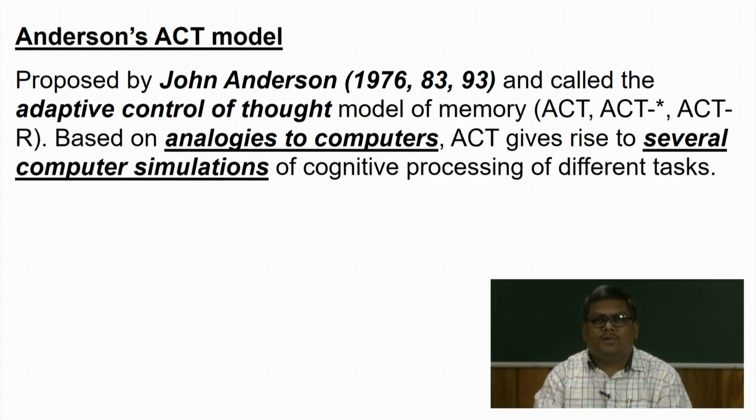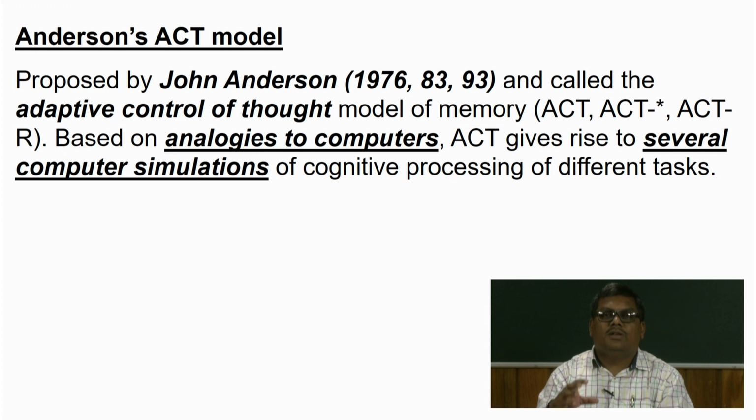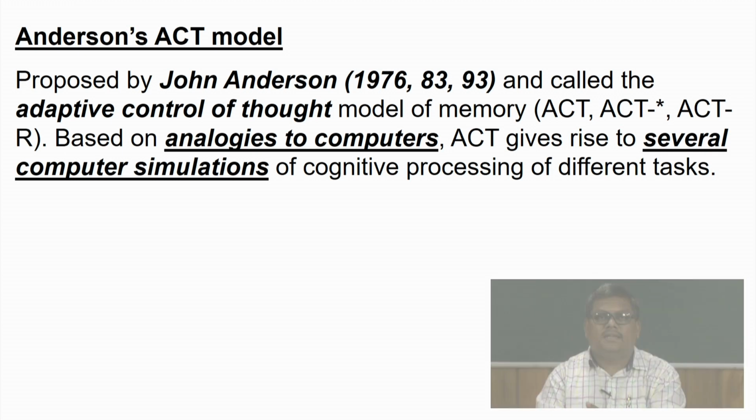Now, basically what is it? It's a process orientation model, and it's kind of a box and pointer model. Remember, in the first class we talked about two kinds of model, the box and pointer model, and we also talked about the connectionist model, where we have a unit, input link, output link and a hidden link. The next model that we talk about, the connectionist model, is basically of that type. Now, this is a box and pointer model. And so, what does this model say? Based on analogies to computers, ACT gives rise to several computer simulations of cognitive processing in different tasks.